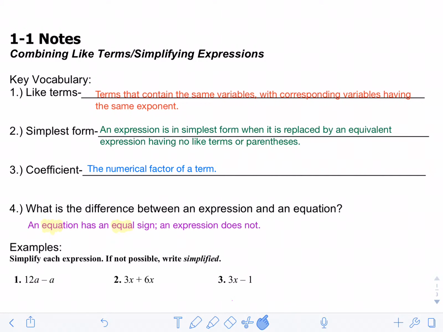Alright, so this is 1-1 notes. It's combining like terms and simplifying expressions. The vocabulary is already posted on here. So if you are not here or absent, you can copy that down.